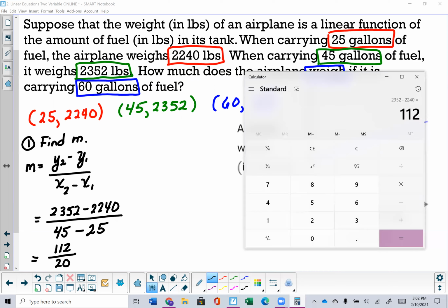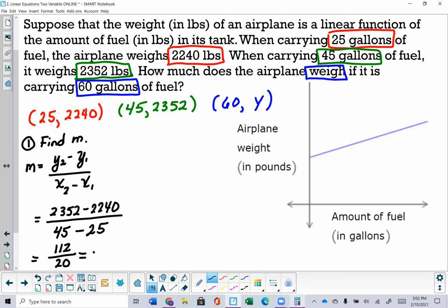Let's see what happens if we divide that fraction. 112 divided by 20, and you get 5.6. Let's write that. We'll work with the 5.6 as our slope. Okay, second part of writing the equation of a line is to find the y-intercept.